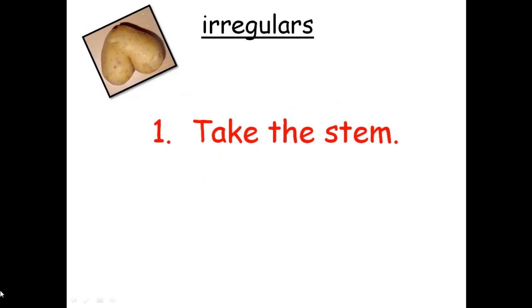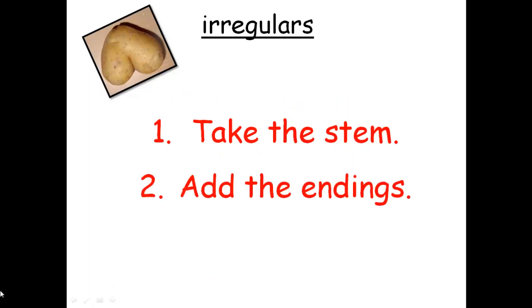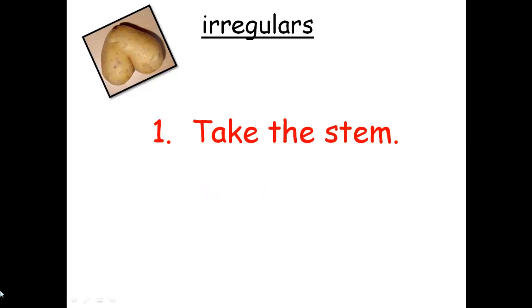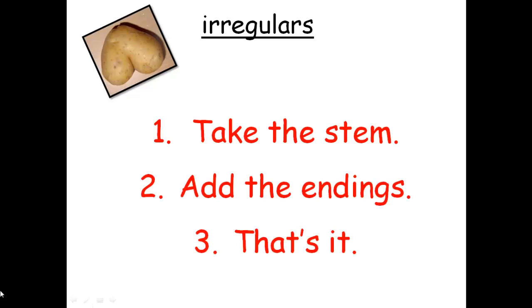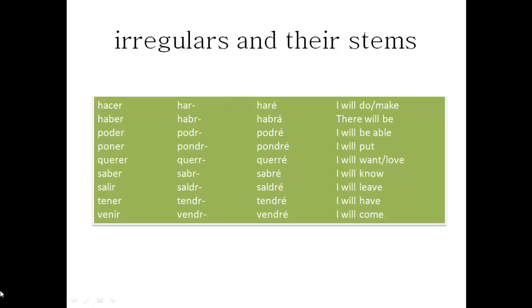You take the stem, which in this case is the infinitive. Sorry, I've told you a lie. It's not the infinitive. You take the stem of the verb, you add the endings, and number three, that's pretty much it. So, what does it look like? Print this slide off. Copy it down. Hold the phone. All of these look exactly like the irregulars from the simple future tense. Well done, you brain box.